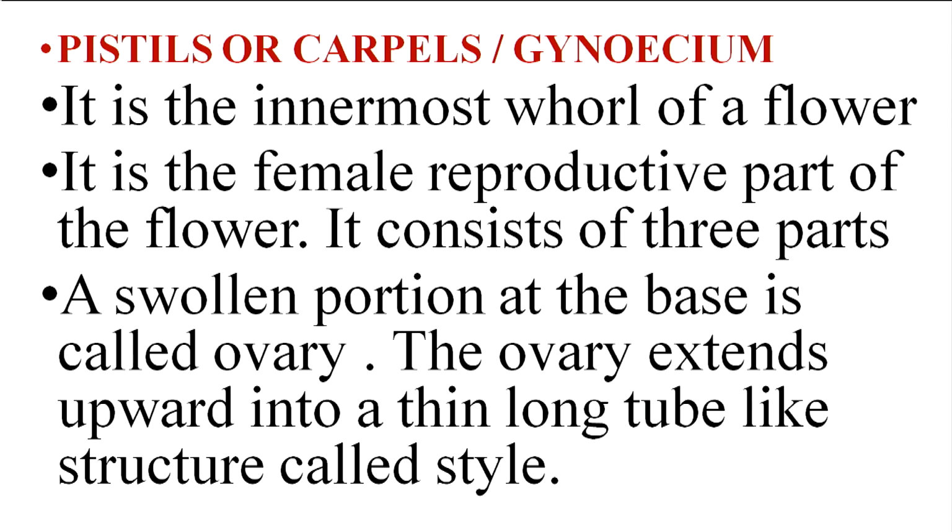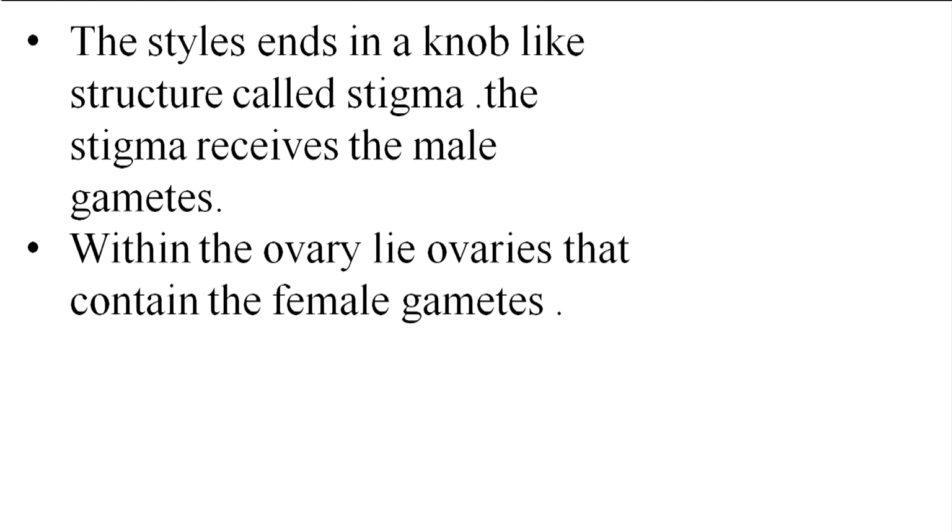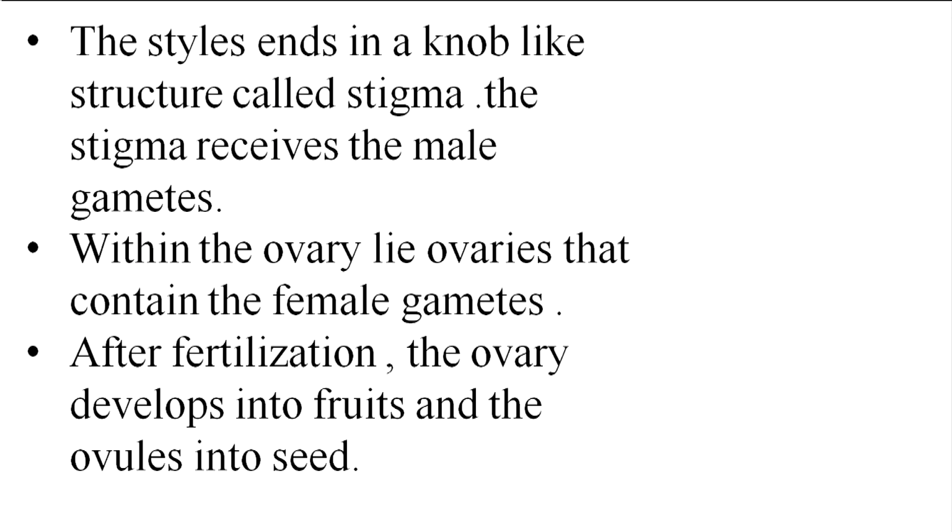A swollen portion at the base is called the ovary. The ovary extends upward into a thin long tube-like structure called the style, and the style ends in a knob-like structure called the stigma, and the stigma receives the male gametes. Within the ovary lie ovules that contain the female gametes. After fertilization, the ovary develops into fruit and the ovule into the seeds.